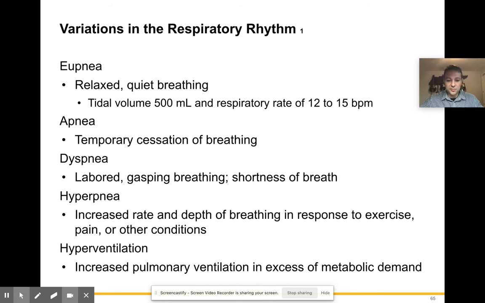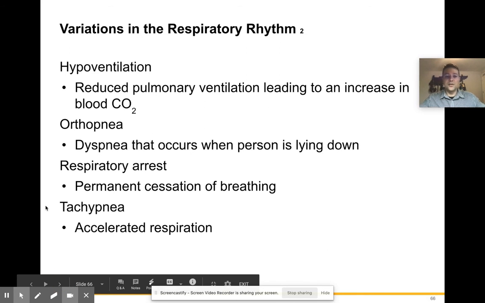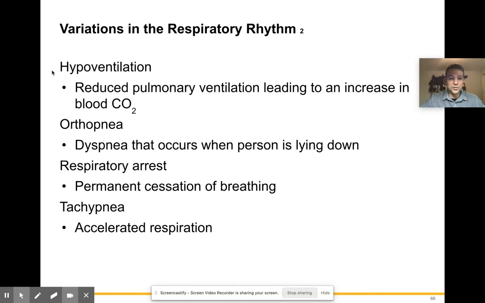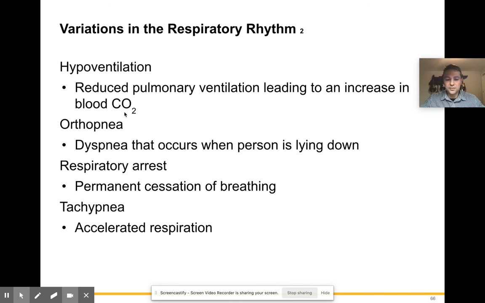Hyperventilation, we talked about that already, which was the rapid decrease of carbon dioxide. Then you have the opposite of hyperventilation, which is called hypoventilation. Hypoventilation is reduced pulmonary ventilation, leading to an increase in carbon dioxide. So if you have too much carbon dioxide, not good.